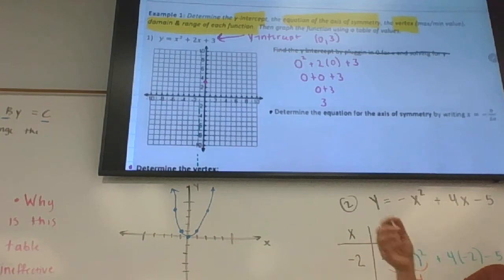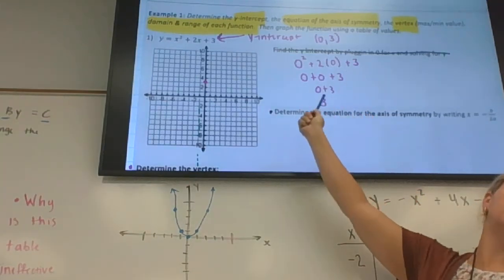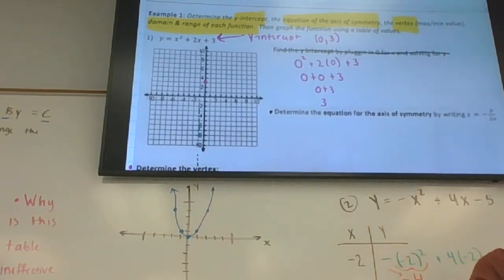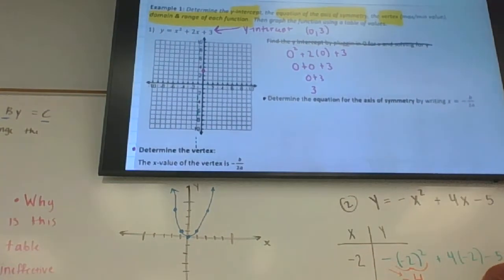So I'm crossing this out because I don't want you to do this work. These problems are long enough. Just know that that's the y-intercept. Next, find the axis of symmetry. We'll have to do negative b over 2a, so it's helpful to identify what a, b, and c are.